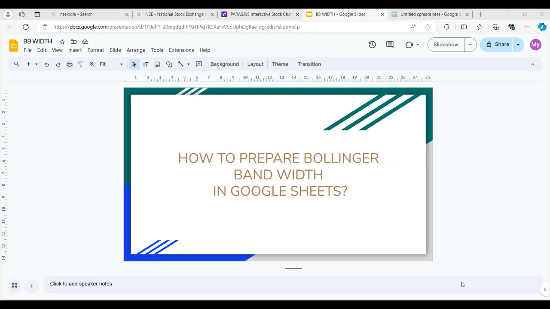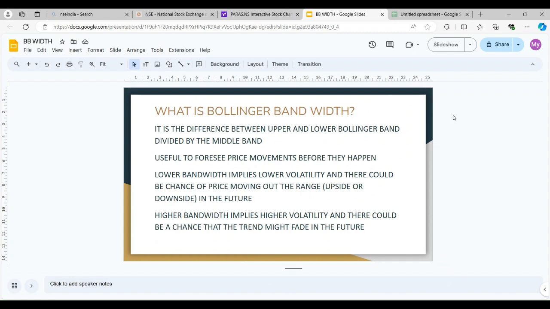Today I am going to explain how to prepare Bollinger Bandwidth in Google Sheets. Okay, so now what is Bollinger Bandwidth? It is the difference between upper and lower Bollinger Band divided by the middle band. It is useful to foresee price movement before they happen.